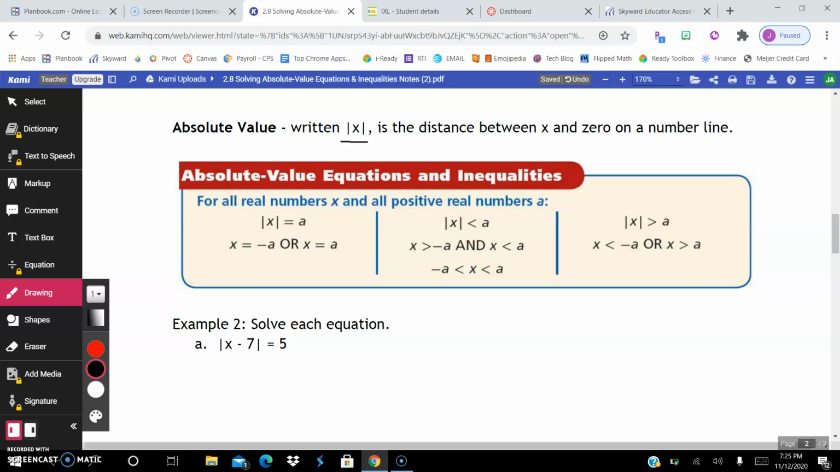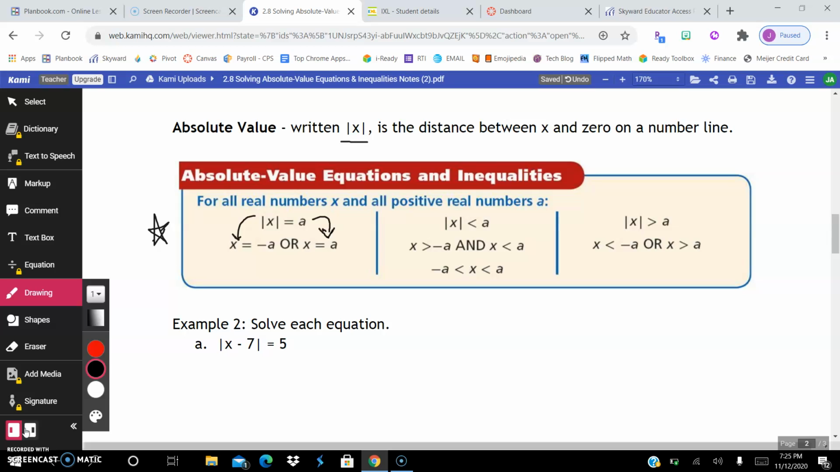Next here, we have three different scenarios. These are very, very important. If it's an equal sign, you can divide it up into two different problems where the a value is negative or positive. So this right here just stays the same, and then this one, the a becomes opposite. And so it's either one or the other answer.